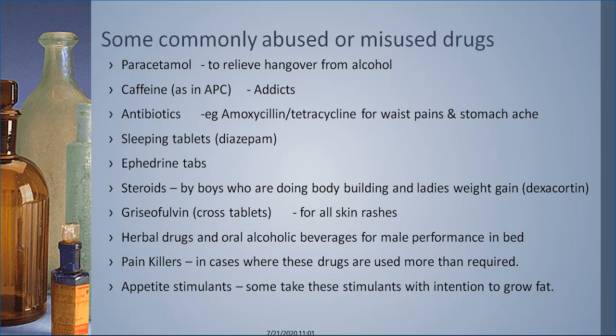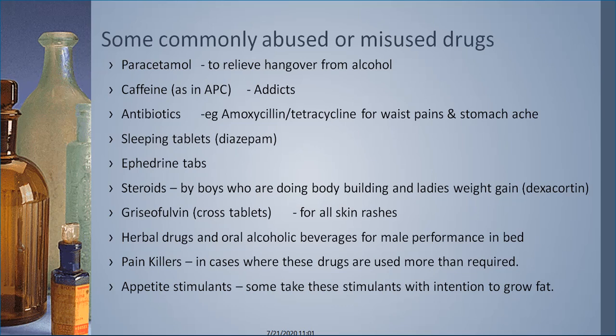People are taking ephedrine tablets. Now we can't even get to buy it in our pharmacies in Ghana, okay? Because it makes them feel high. People are taking steroids. We call them anabolic steroids, okay? For those who are bodybuilders. And ladies are taking dexacortin, or dexamethasone, to gain weight. People are taking antifungal like griseofulvin for skin rashes. And griseofulvin is meant for ringworm infections and fungal infections, all right? But now, whether it's pimples or whatever, people are taking it. Okay, some places are taking it.